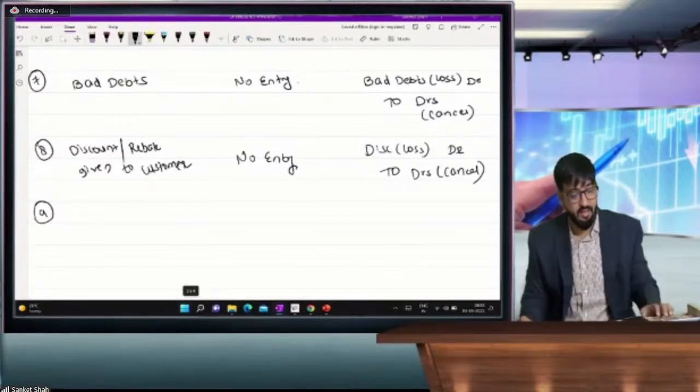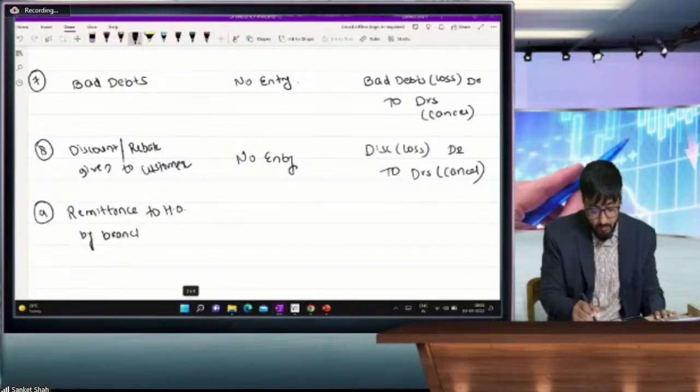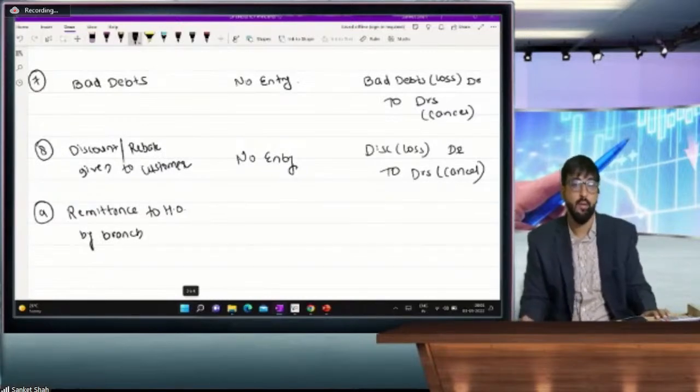Second last entry. Remittance to head office by branch. Remittance to head office by branch. Yes, tell me the entry. Remittance to HO by branch.